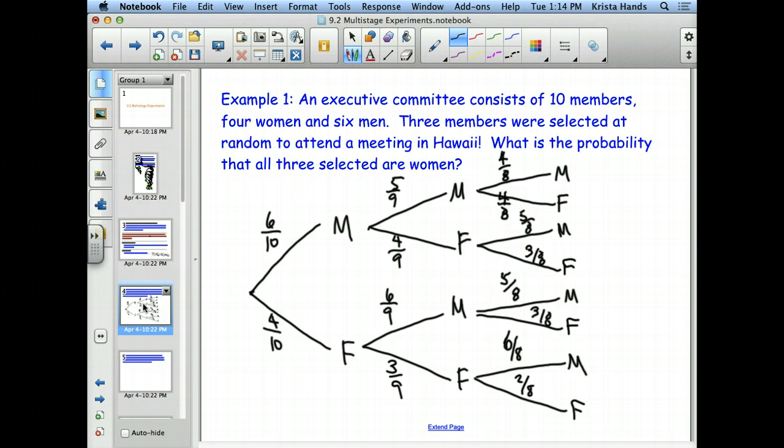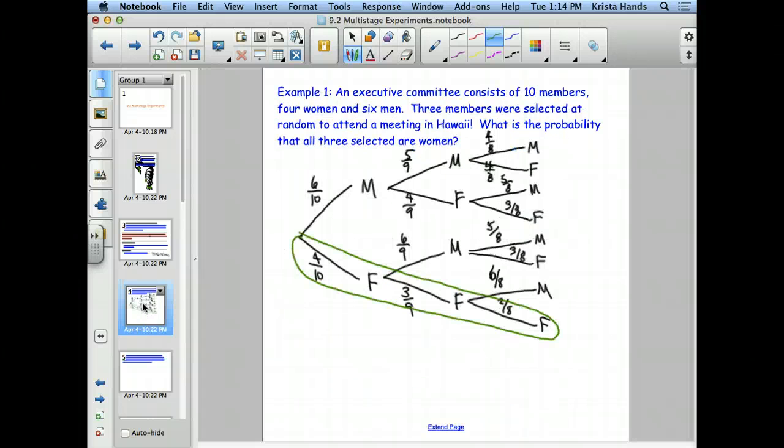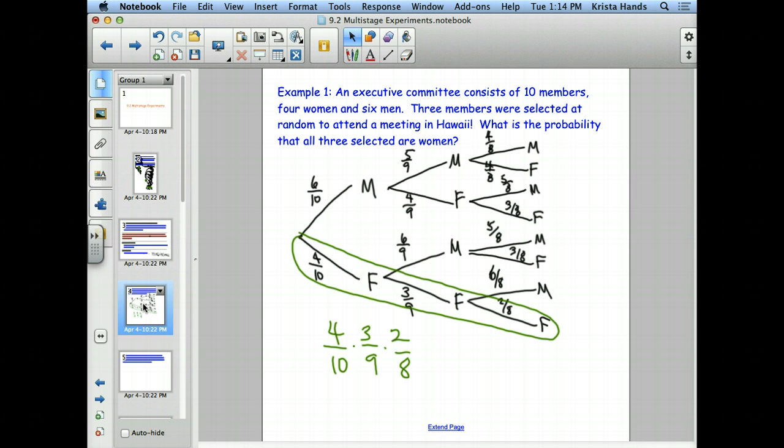You do not need to multiply each branch out. That's not necessary. You only need to multiply the branch if it has to do with answering the question. Okay? Now, let's actually answer the question. The question says, what is the probability that all 3 selected are women? So where is that in this picture? Yeah, it's this very bottom branch, but it isn't 2 out of 8. You see, 2 out of 8 is only the 3rd probability of that list. So what do I have to do? I need to multiply all of them. So I have 4 over 10 times 3 over 9 times 2 over 8, some of which reduce.